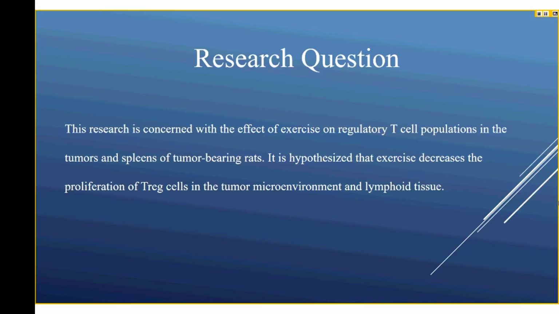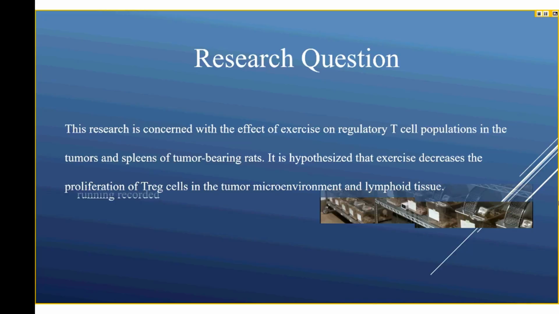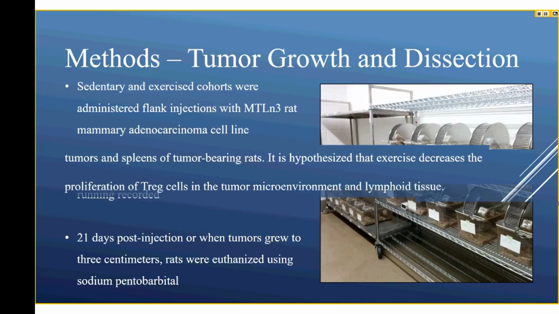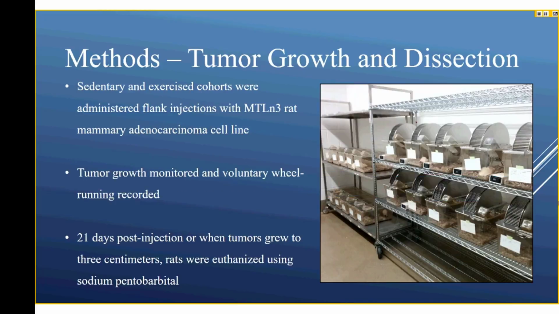So this research is going to test the effect of exercise on regulatory T cell count in sedentary versus exercise rats. And it is our hypothesis that the exercise rats will have a lower regulatory T cell count in both their tumor and spleen. So to do this, we first split up the rats into two groups, the sedentary cohort or the exercise cohort. And once this was assigned, we injected the rats.